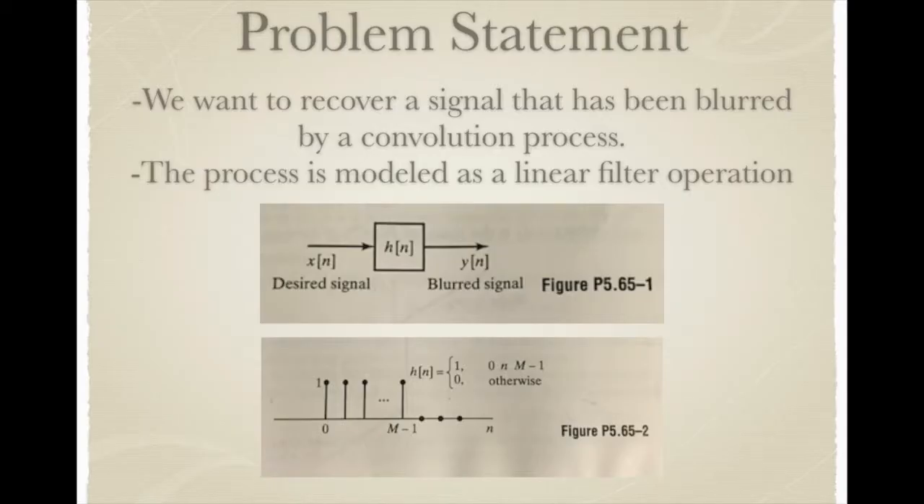So the problem says, in many practical situations, we are faced with the problem of recovering a signal that has been blurred by a convolution process. We can model this blurring process as a linear filtering operation, as depicted in figure 5.65-1. The blurring response is also shown in 5.65-2. In problem 5.65, we are considering ways to recover x[n] from y[n], the blurred signal.